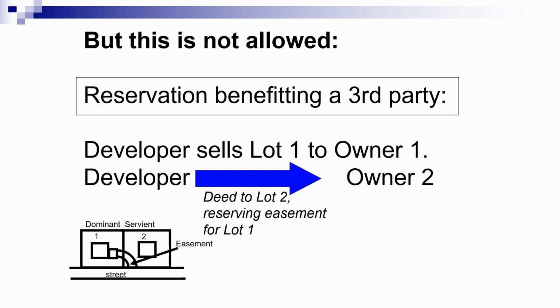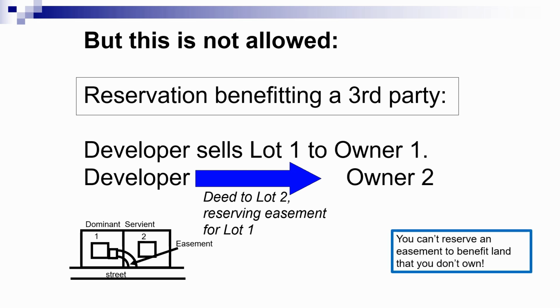What's wrong with that? Well, the answer is the developer doesn't own lot 1 anymore, has previously sold it, and you're not allowed to reserve an easement to benefit land that you don't own. Now, this is in some ways a silly rule. It's a very ancient rule, and it really doesn't serve any modern purpose. It ought to be done away with, but it's still the majority rule. It's an easy rule to avoid. If you think about it, you can see how to do that.